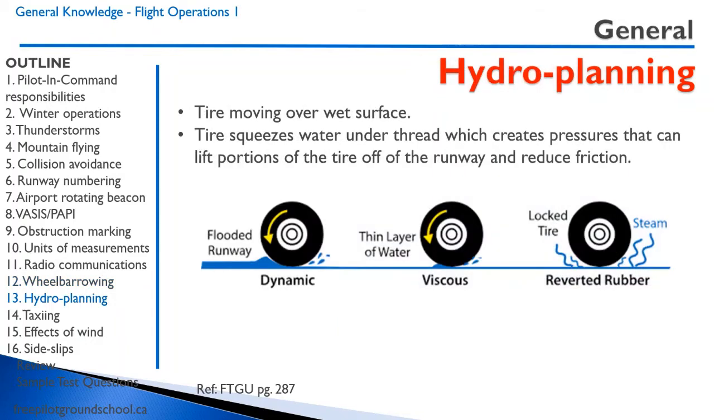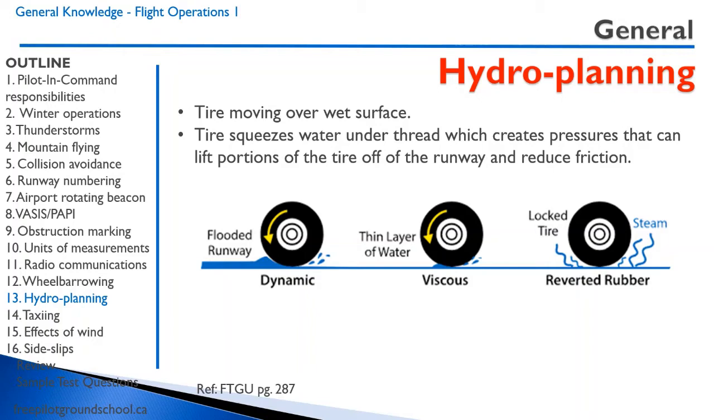There are three different types of hydroplaning. Hydroplaning involves a tire moving over a wet surface and no longer having sufficient friction. During hydroplaning, the tire squeezes water under the tread, which causes pressure that can lift portions of the tire off of the runway and reduce friction.